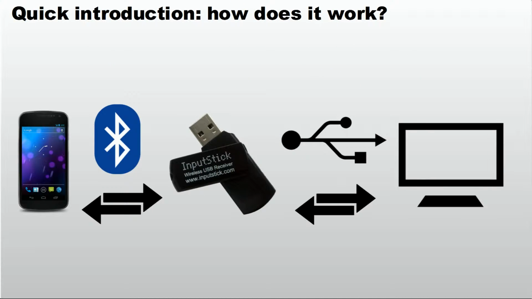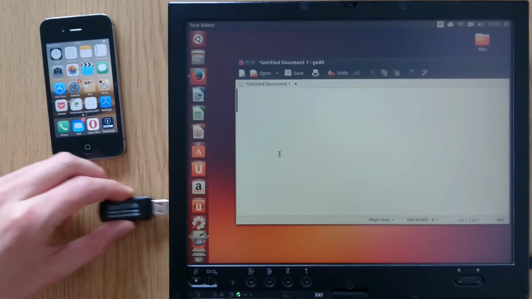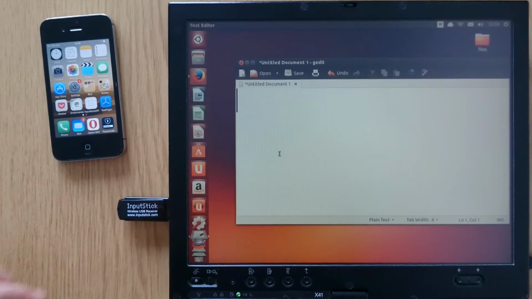First, a quick introduction. InputStick is a wireless USB receiver that can communicate with smartphones using Bluetooth. Applications can use it to send keyboard and mouse input directly to your PC or any other USB host. The most important thing is the fact that you don't need to install any software or custom drivers on your PC. I will start by plugging InputStick into a USB port.